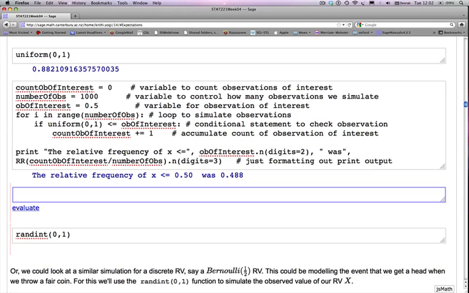Okay, so the point here is that I want you to appreciate that the probability that the random variable is less than or equal to some given value, such as 0.5, is the relative frequency of the event that x is less than 0.5.